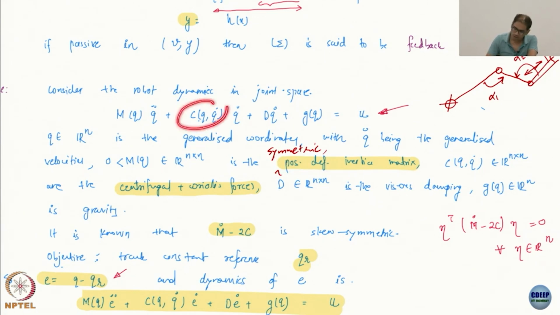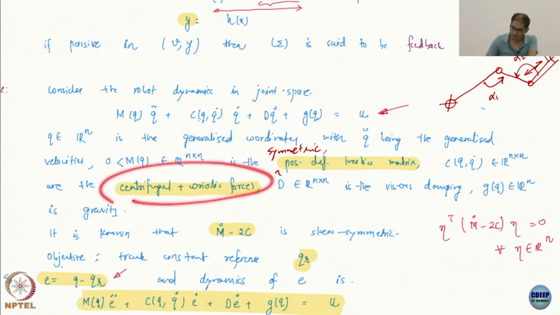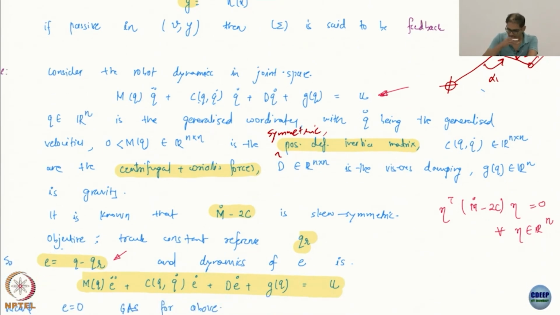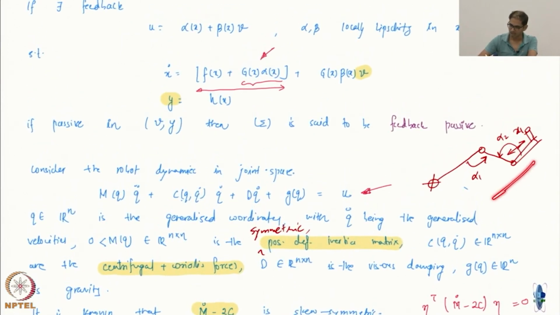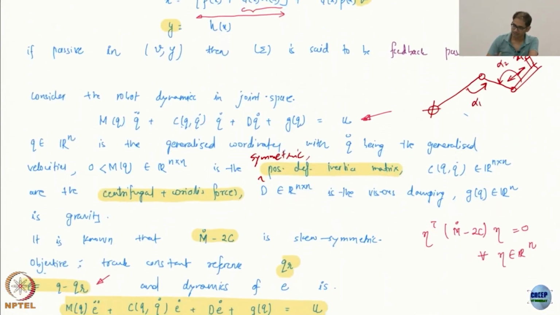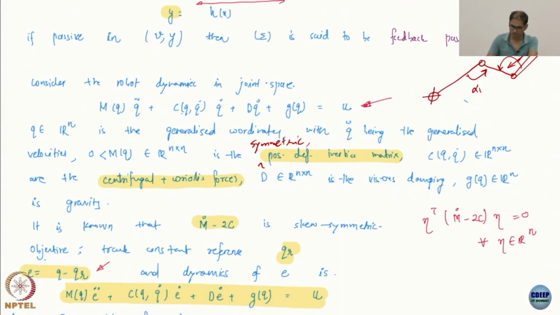Then you have C of q, q dot, which are the centrifugal and Coriolis forces. Because it is a robot, a mechanical system, you know exactly what these are. And then there is D, which is the viscous damping. If you have damping on the joints, or damping in the linear actuator, there is some viscous damping that always scales with the velocity. And then finally you have G, which is the gravity term.